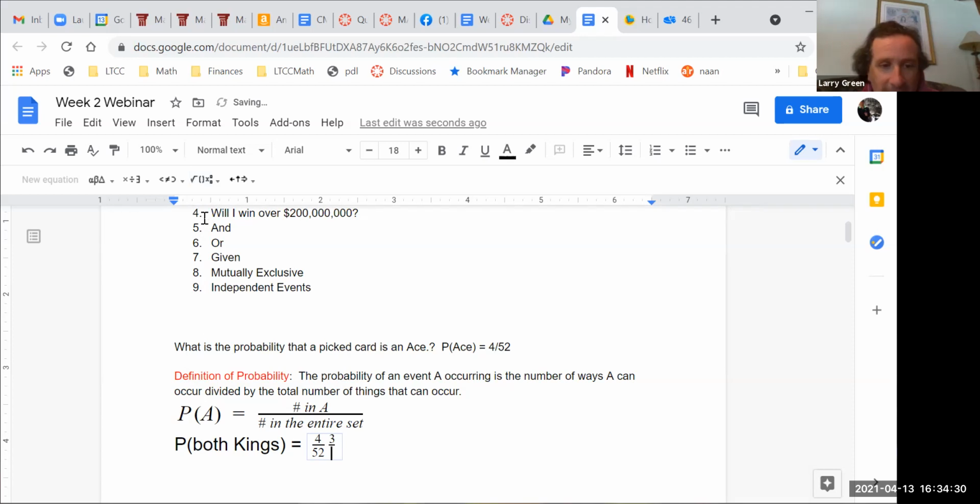So there are 3 kings left that could be chosen from. Okay, we also know that out of all the possible cards the second card could be, it's not the king of diamonds. But there's 51 other cards the second card could be. So that's why the denominator is 51. Any questions on that?